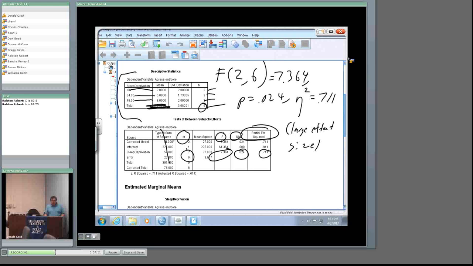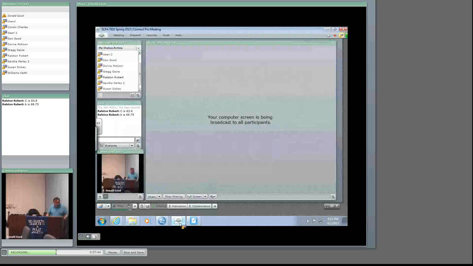So you'll see 2 paragraphs if there's a significant difference. So right now, I've got, and I'm going to have to scroll down, so let me make a note of what this is so I don't forget. The F value for 2 and 6 degrees of freedom is 7.364, P value is 0.024, and eta squared is 0.711. So there's a significant difference. Okay, where then? We scroll down. Well, so far so good. Make sure I don't miss any questions over there.